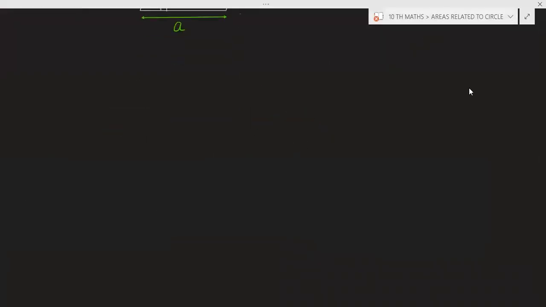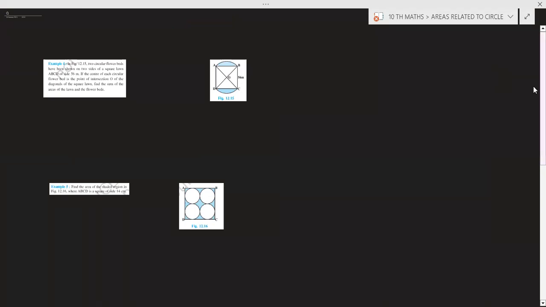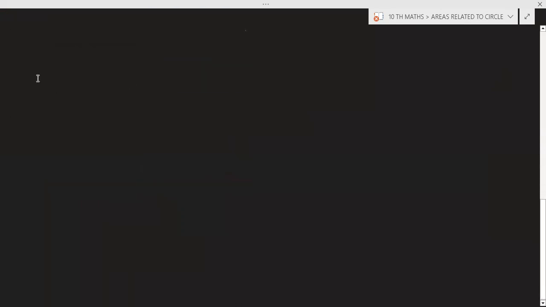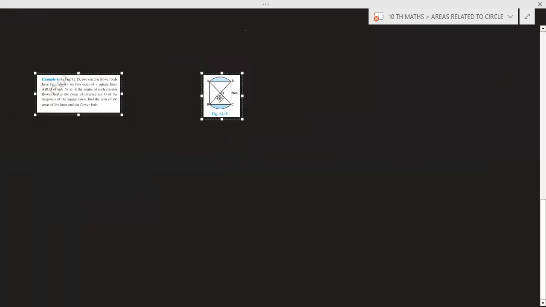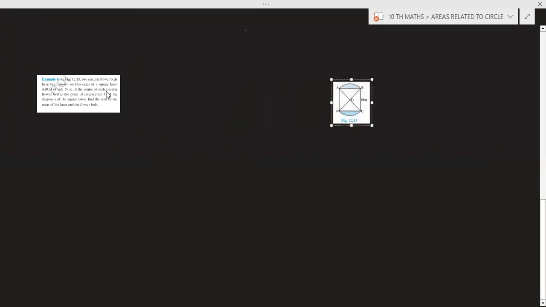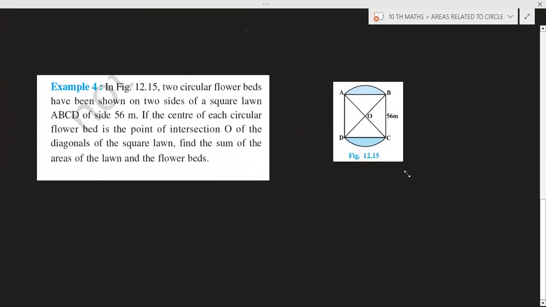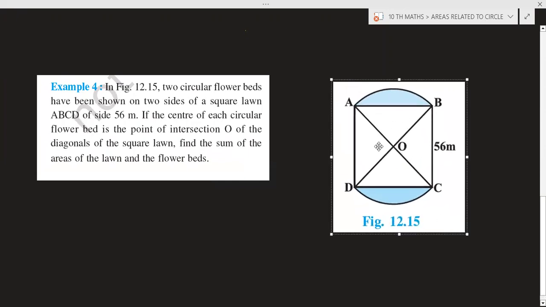Okay, we will discuss questions, examples of NCERT. First example I am taking. We will solve only good questions, not very easy questions. So this figure is given, this figure is given already.